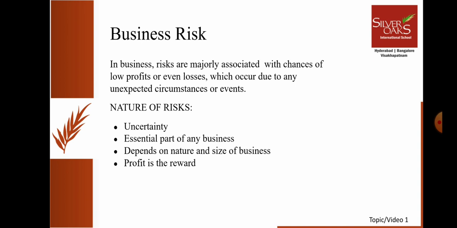The best way to say it is that it comes out of uncertainties or unforeseen circumstances. So for example, any changes in government policy or any kind of technology, all these kinds of risks come due to unforeseen changes or uncertainties.